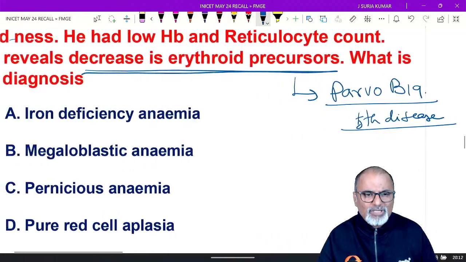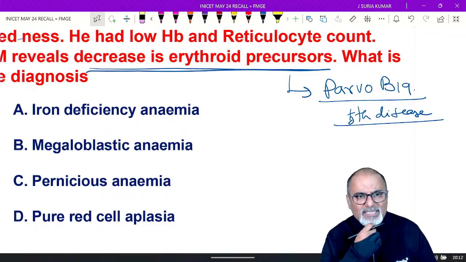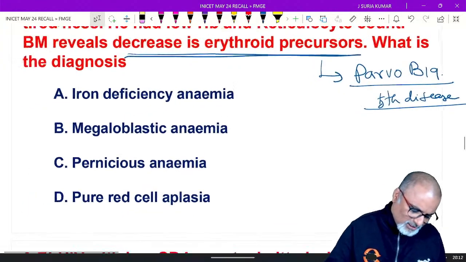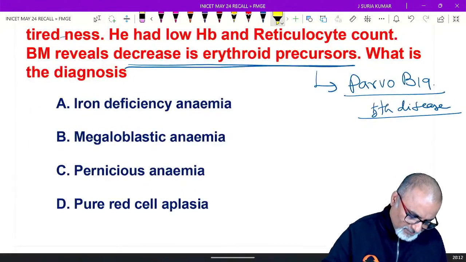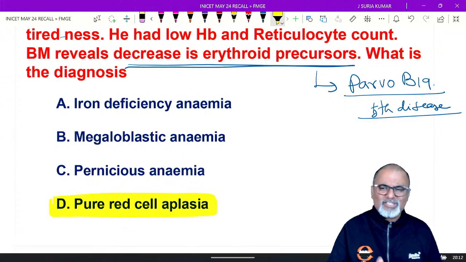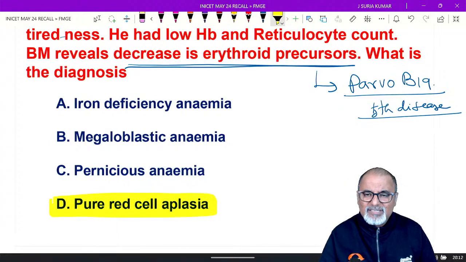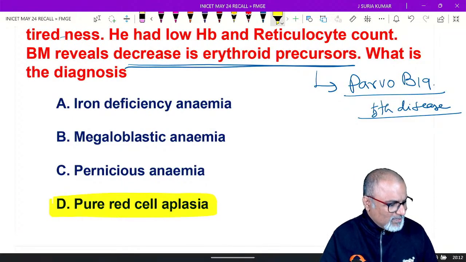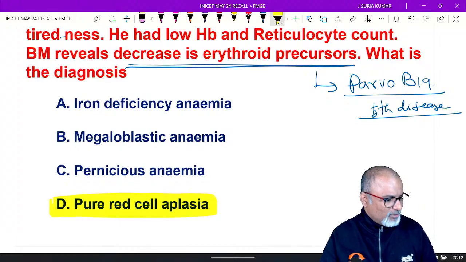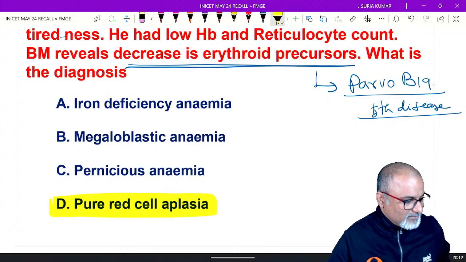Especially in sickle cell patients, it causes pure red cell aplasia, because there are no erythroid precursors. Pure red cell aplasia. It may cause hemolytic anemia, and in the fetus, fetal hydrops. Pure red cell aplasia. Yes, Hanid, you are right.